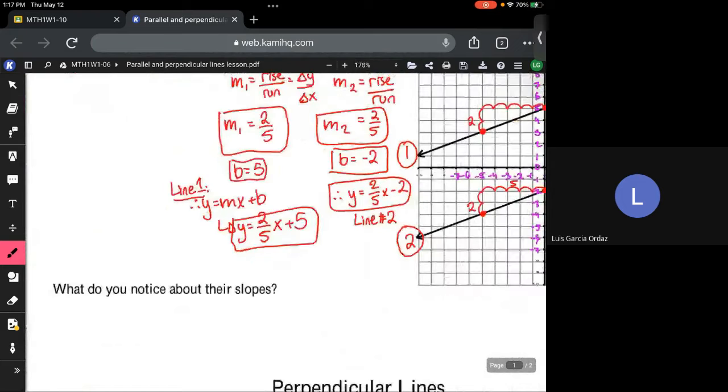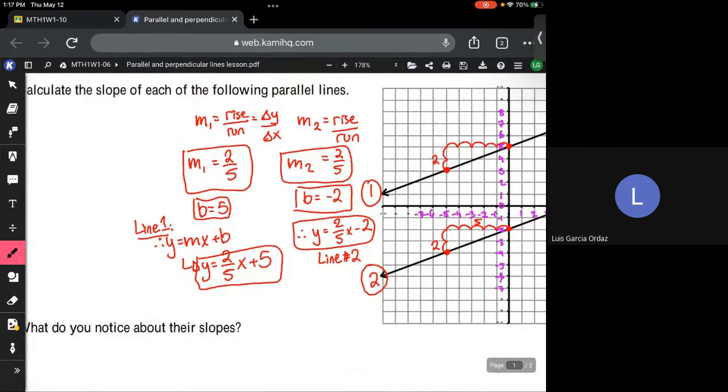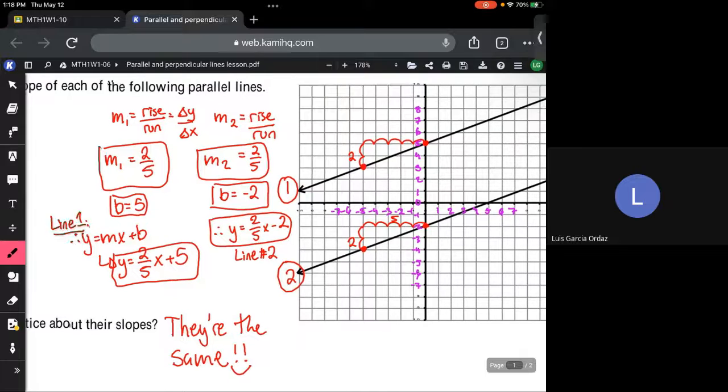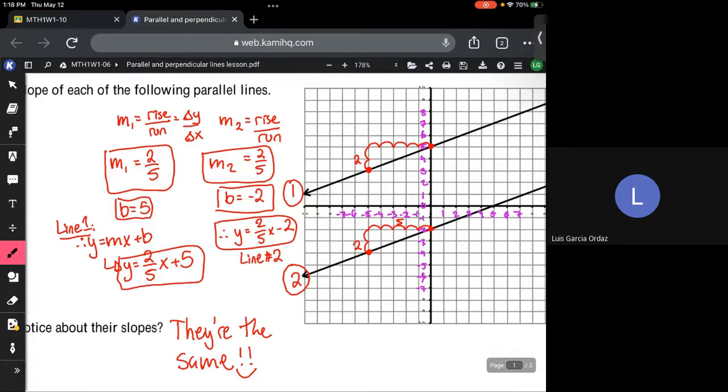So what do you notice about the slopes of both lines? They're the same. So when you have parallel lines, the slopes of both lines have to be the same. What is the only thing that is different between the two of them? Your b can be any single number. As long as the slope is the same, your lines are always going to be parallel. So your b can be different values, but the slope has to be the same for it to be a parallel line. So I'm going to give you guys a couple seconds to copy that down.